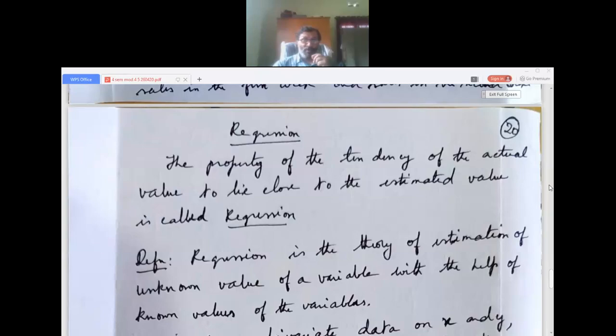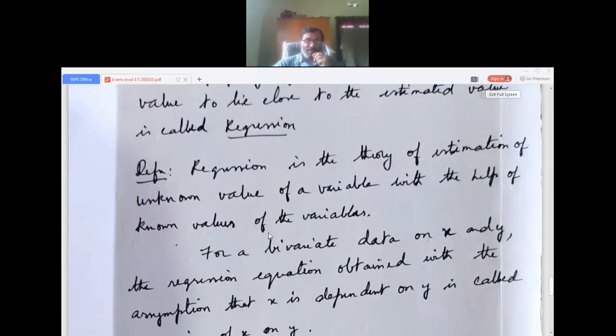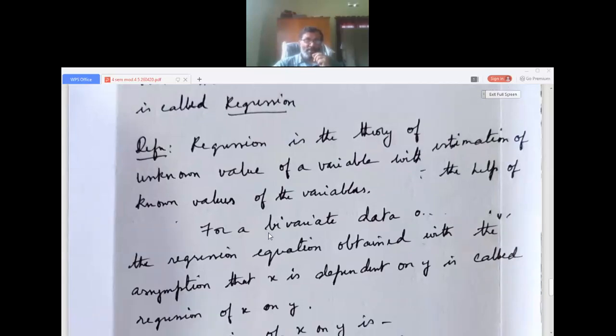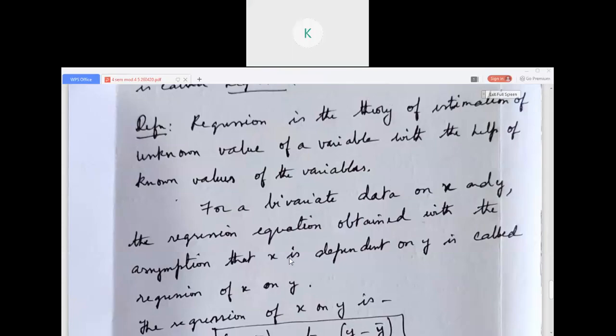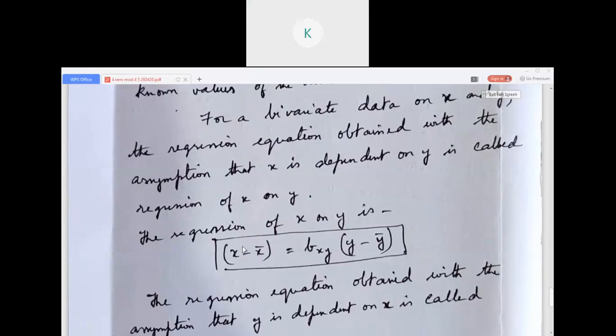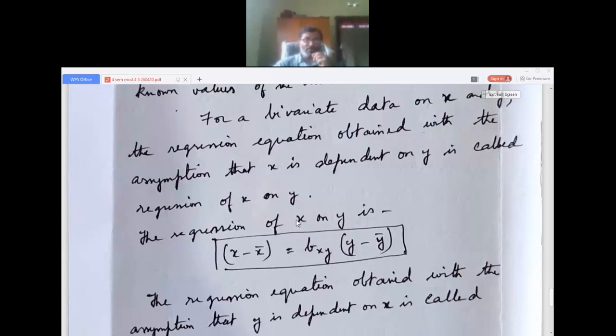Now, we always consider two variables, that is bivariate, x and y. The regression equation obtained with the assumption that x is dependent on y is called the regression of x on y. The regression of x on y is given by the equation x minus x bar is equal to bxy into y minus y bar. Derivation is not needed, only the equation.